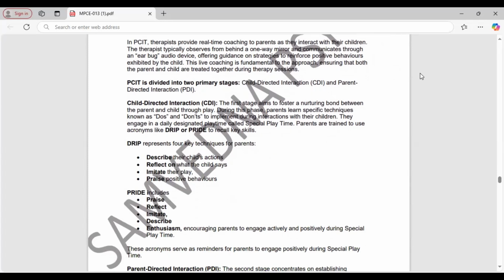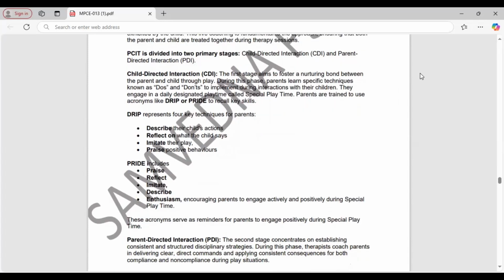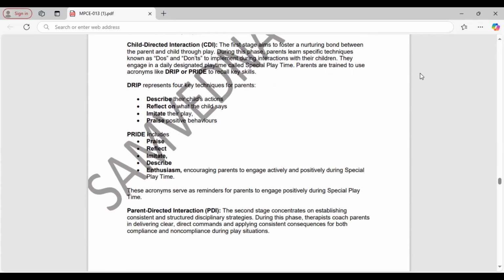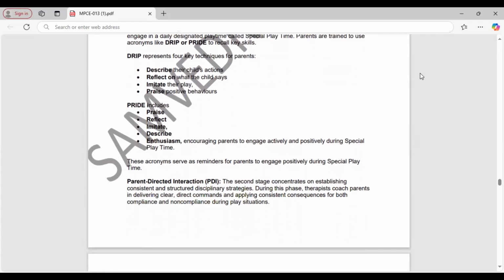Parents learn specific interaction techniques known as do's and don'ts during designated playtime called special playtime. And techniques are summarized by acronyms like DRIP, which is describe, reflect, imitate, and praise. PRIDE is praise, reflect, imitate, describe, and enthusiasm, which helps parents engage positively with their children.